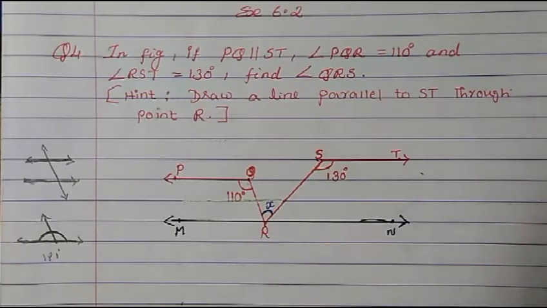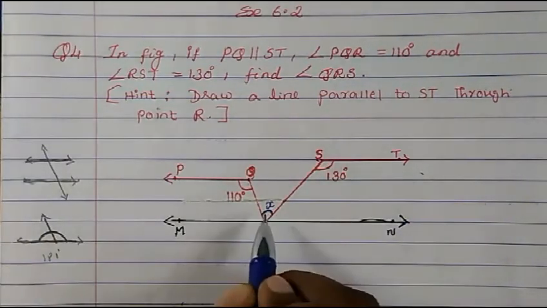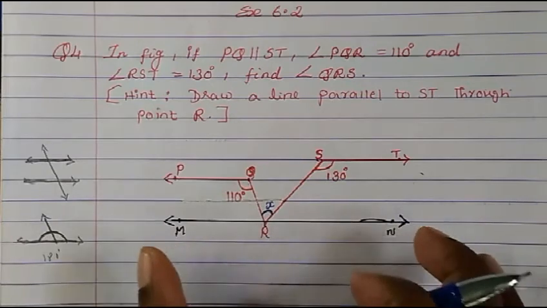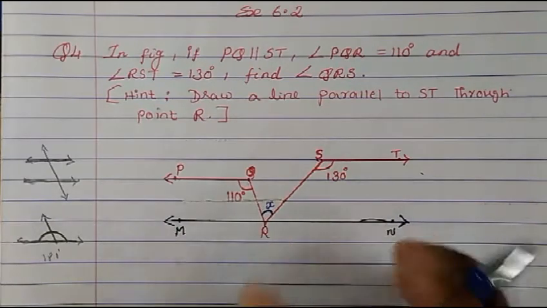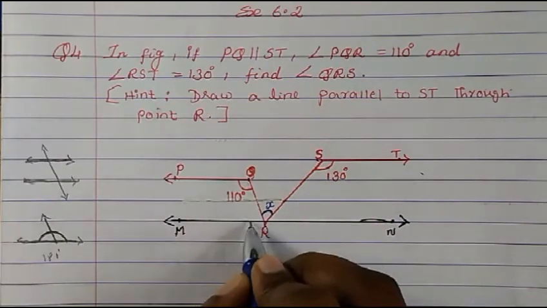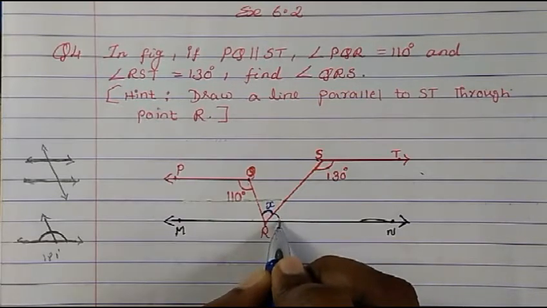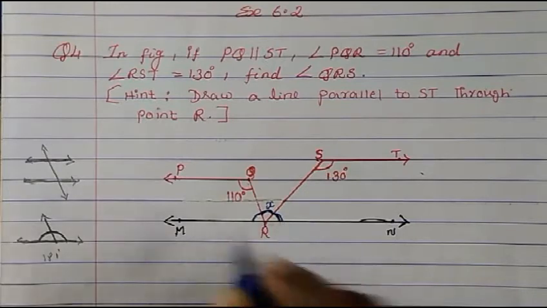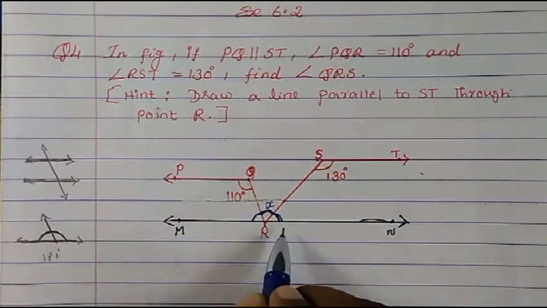So now what do we find out? X. We can't find X directly. We know that this is a straight line, and the angles formed on the straight line will be 180. The whole thing will be 180. Okay, I have taught you that. So the whole thing will be 180.